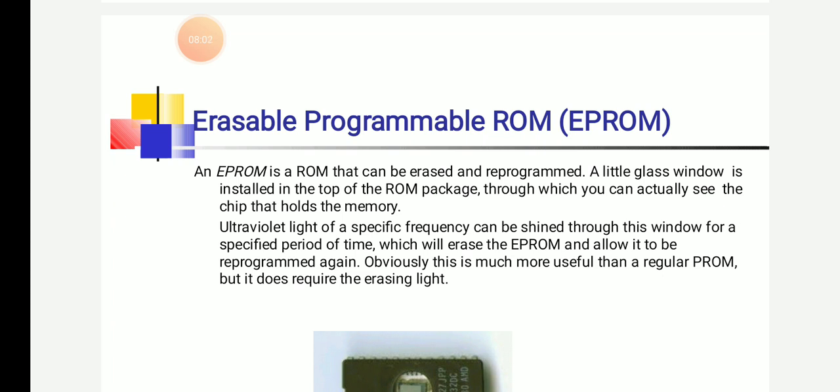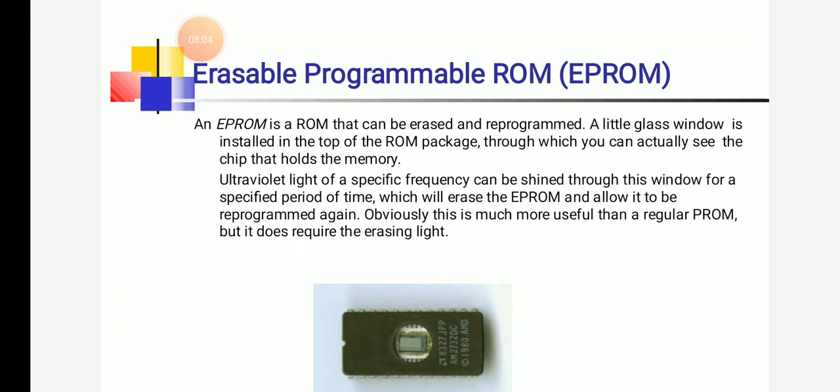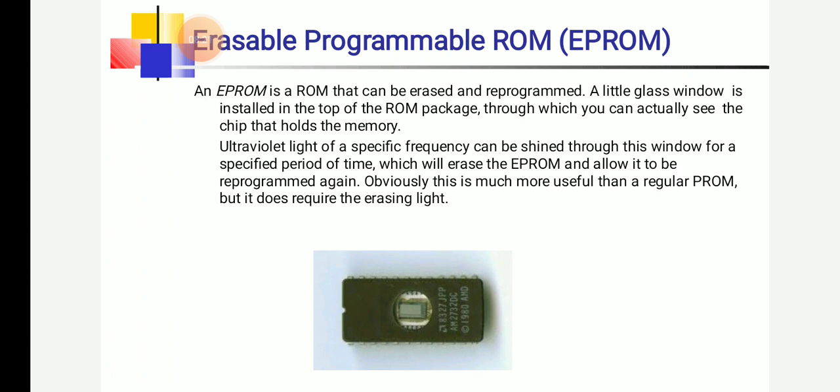An EPROM is a ROM that can be erased and reprogrammed. You can delete and also rewrite the programming. A little glass window is installed in the top of the ROM package, through which you can actually see the chip that holds the memory. Ultraviolet light of specific frequency can be shined through this window for a specified period of time, which will erase the EPROM and allow it to be reprogrammed again. Obviously, this is much more useful than a regular PROM, but it does require the erasing light.